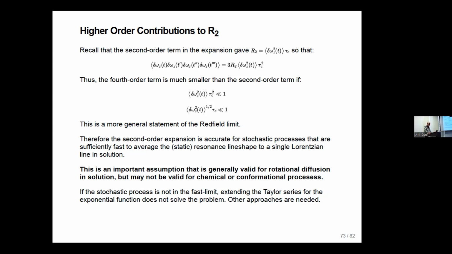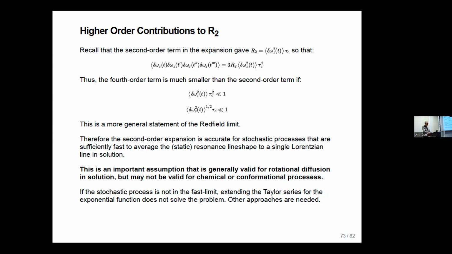If we're not in that limit, your first thought might be, maybe I should just add a few more terms into the Taylor series expansion, but that doesn't work. It turns out that once the fourth order term is not negligible, the decay as you move to higher and higher order terms is very slow, and it's just not practical. So we just have to switch to something different. Once we're out of the Redfield limit, we need a different theory. We can't really patch this one up in any meaningful way.